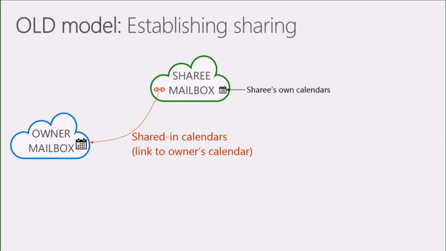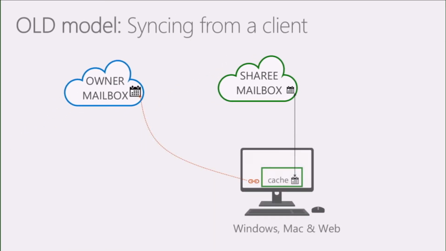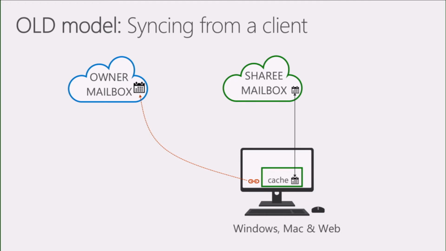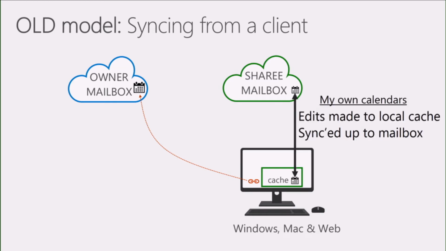It still has to do a lot of things, causes huge reliability issues, we know, for users today. So when you're on a client like Windows, Mac, or Web, what they do is they actually have two connections open, or however many shared calendars you have, especially for those power delegates. They have multiple connections open, one to their own mailbox, and then remote connections to all the owners' mailboxes. So when you're syncing your own calendar, everything's great. It syncs to that local cache, and then it goes up to the service, and everything's fine.